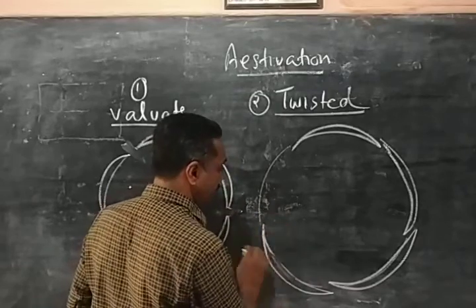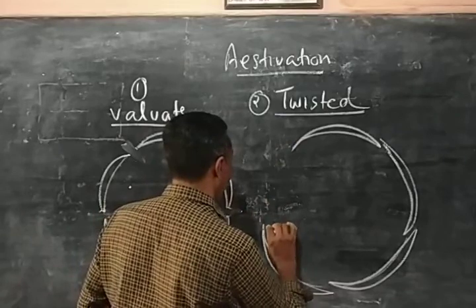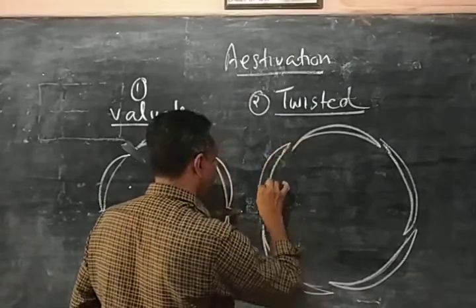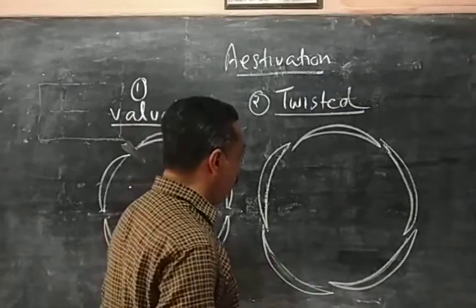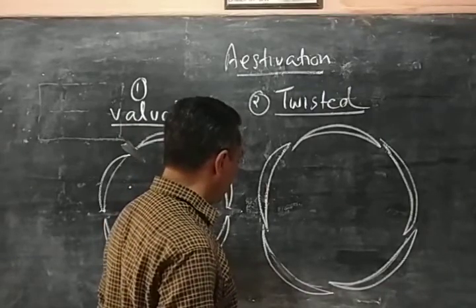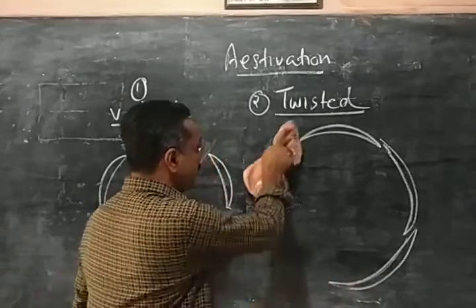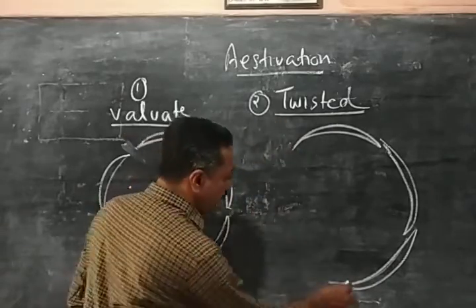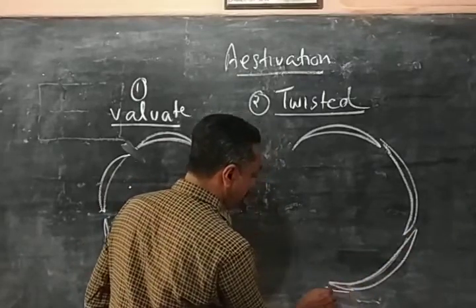See, twisted aestivation. Inside inner, one side outer. Twisted means one side inner, one side outer. That is the arrangement. One side inner, one side outer. See, inside, outside.